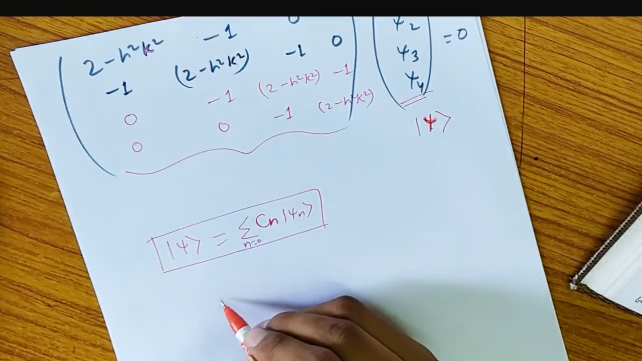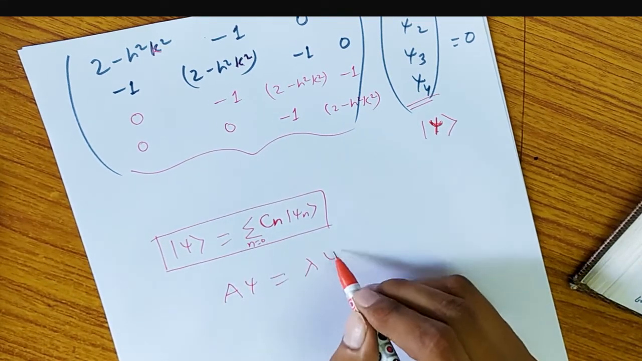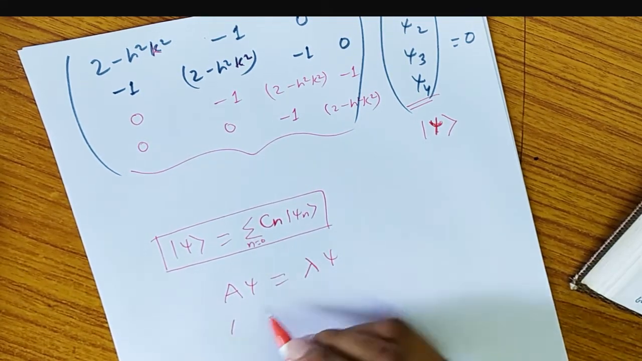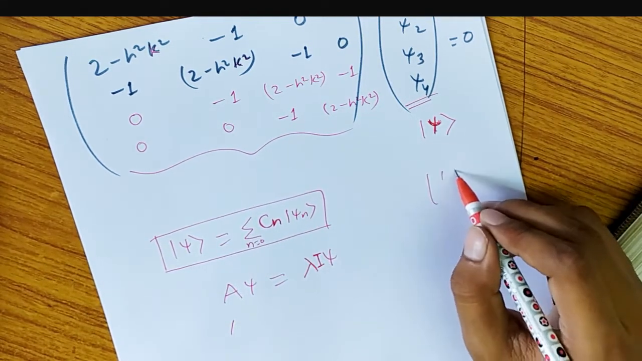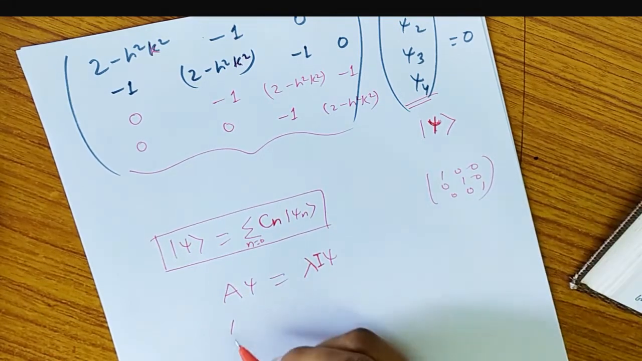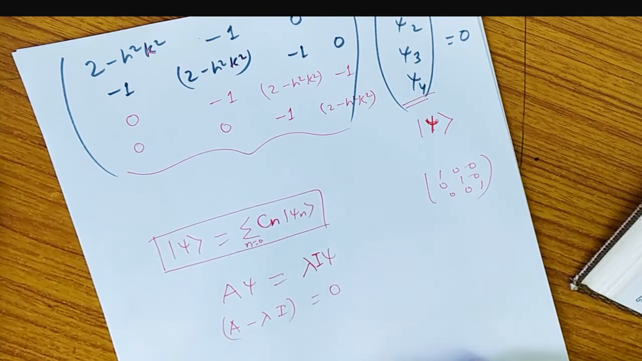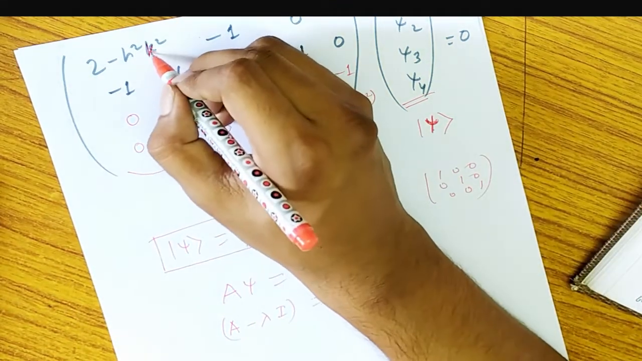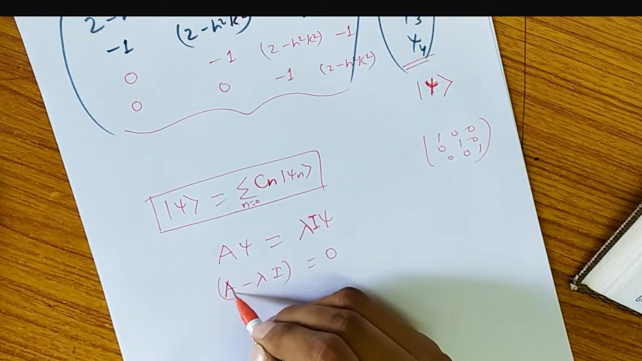So this equation can be thought of as A of psi is equal to lambda of psi. Lambda is my eigenvalue, multiplied with the identity matrix. The identity matrix has diagonal elements simply 1, 1, 1. So A minus lambda I is equal to 0. Lambda is working here just as K. Okay, so A is a matrix.